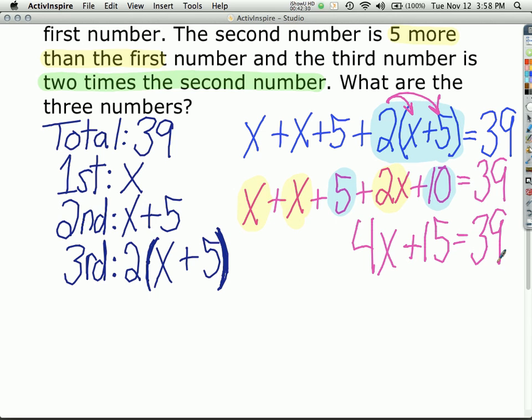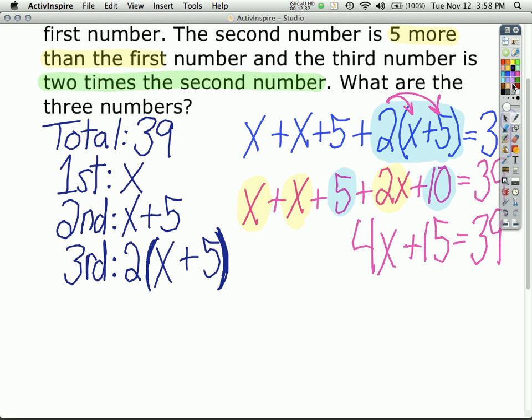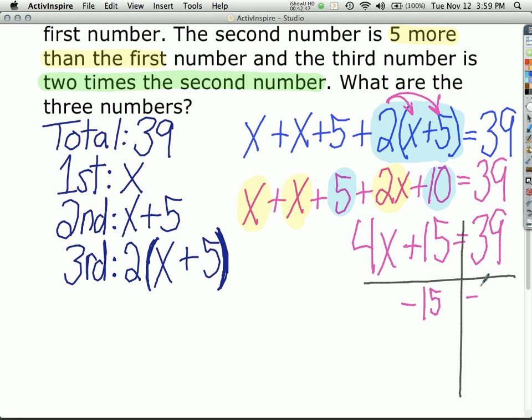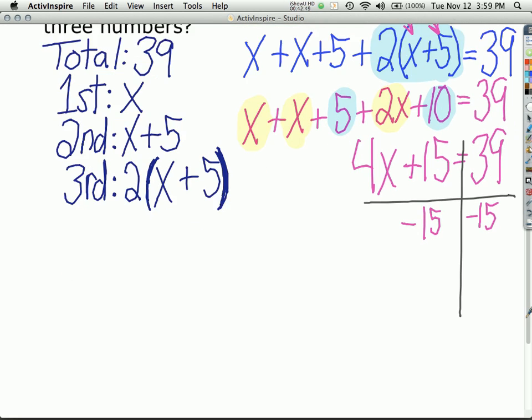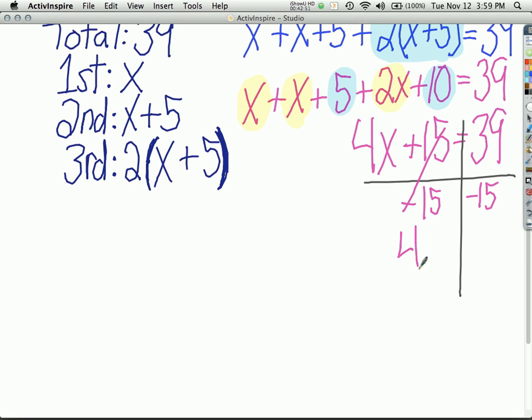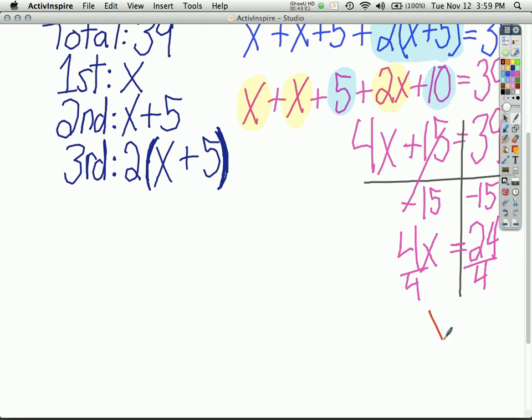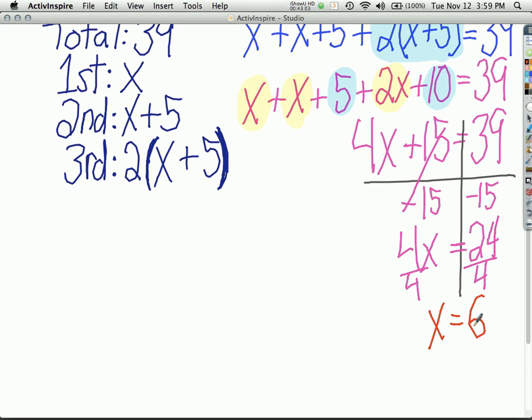How many steps do we have left, Cameron? 2. And so we can simply now solve. We draw our t. And it should be super quick for you at this point. You subtract 15. This cancels, and we get 4x equals 24. Divide both sides by 4. And you can easily see that x equals 6.